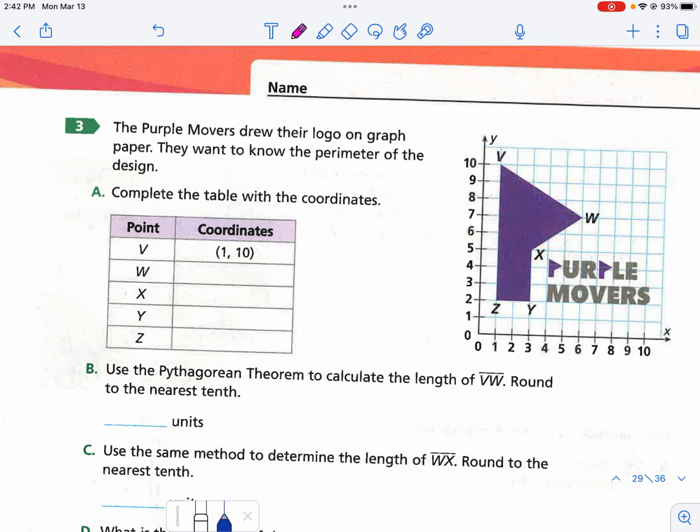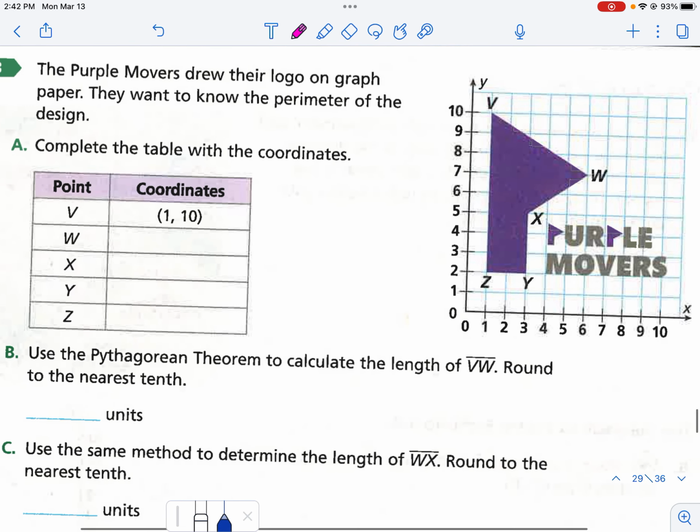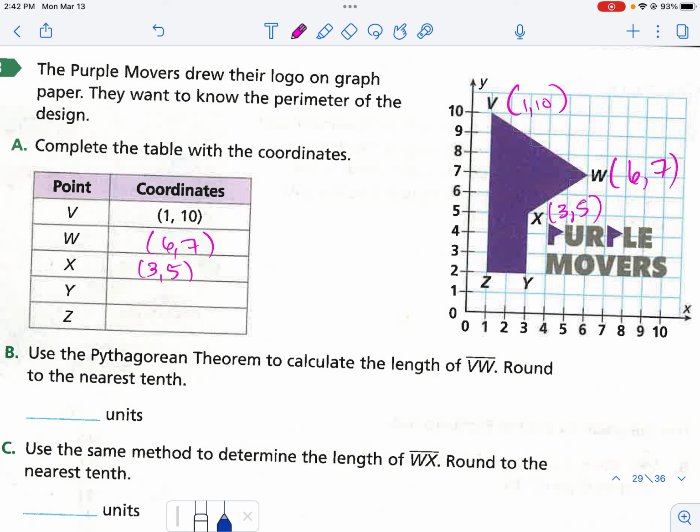Oh, first it wants to know what the points are. So V is the point (1, 10). W is going to be the point (6, 7). X is going to be the point (3, 5). Y is going to be the point (3, 2). And then this is going to be the point, not 3, sorry about that, (1, 2).